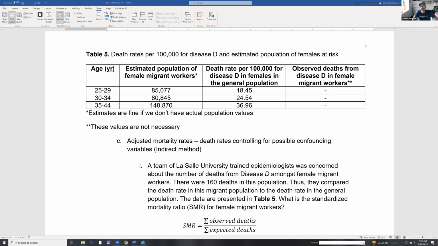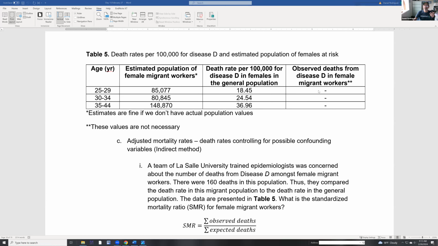suspicious is occurring, right? And we want to know if the deaths observed differ from the deaths that would be expected if the general population mortality rates apply to the population in question. So in this example, we're looking at a population of female migrant workers, and we have the number of deaths among these women, right? The observed deaths. And in this case, the observed deaths is 160.